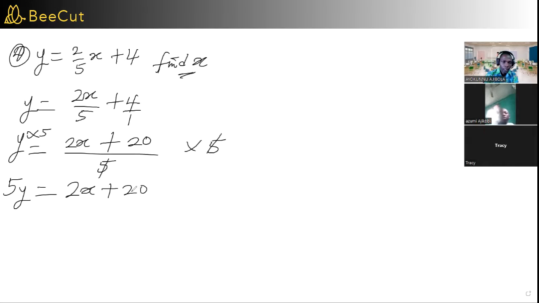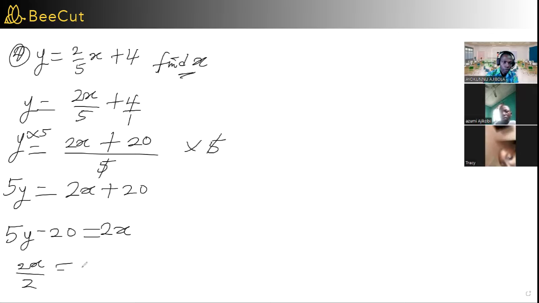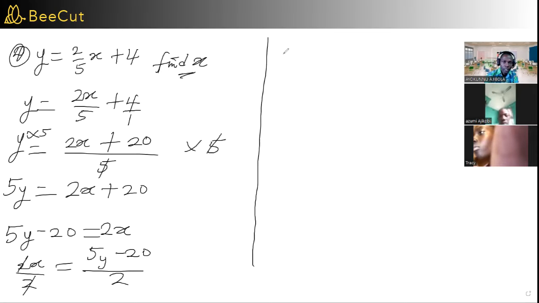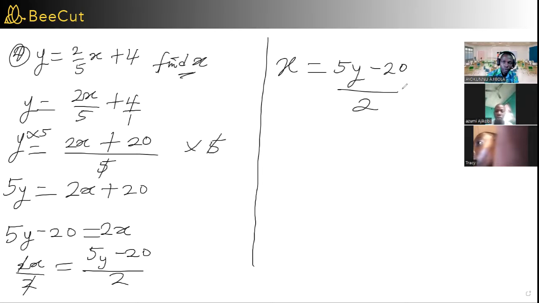So here now, I will take the 20 to the other side so that the 2x can stand alone. Then I have 5y minus 20 equal to 2x. Then I can divide both sides by 2. I will say 2x over 2 equal to 5y minus 20 also over 2. So 2 cancels 2 here. Then I've been able to find my x. I can say x equal to 5y minus 20 all over 2. This is the answer to that.